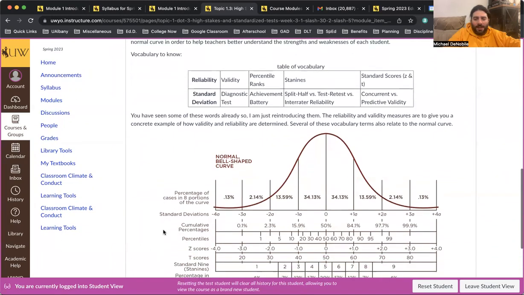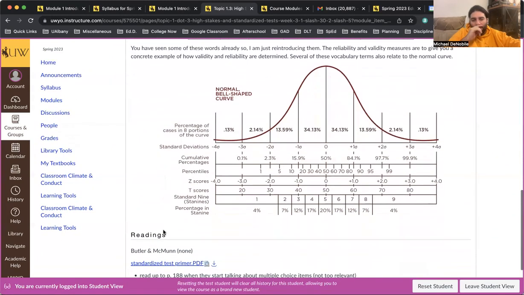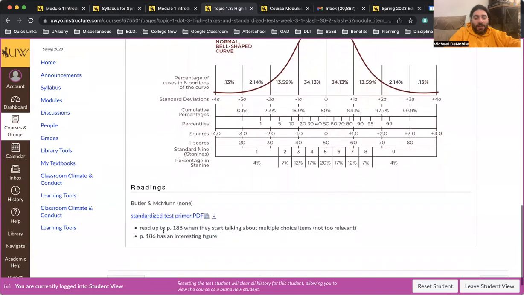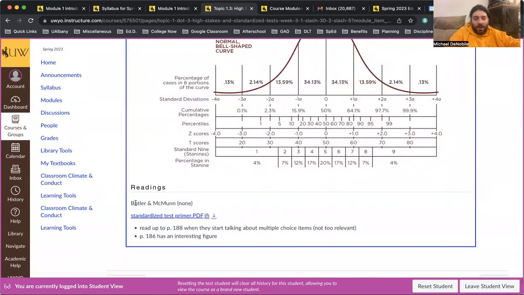But we're going to be getting into a little bit of, because remember, high stakes testing is either norm referenced or criterion referenced, as we get from the vocabulary from the first topic. So there's a little bit of statistics involved, but again, this isn't a math course. It's not about calculating the statistics. It's about reading them. What do the results mean once you get them? So there is no textbook reading for this week.